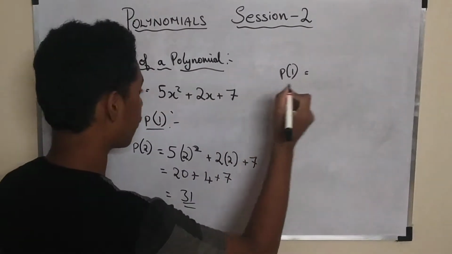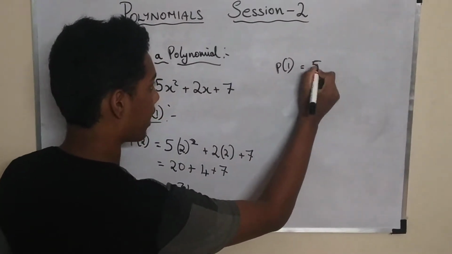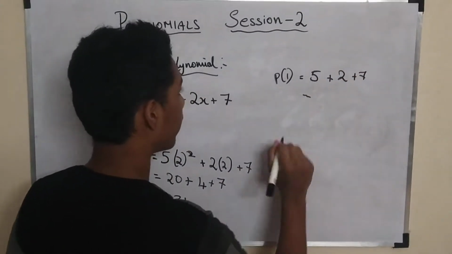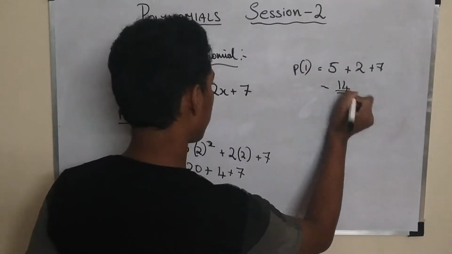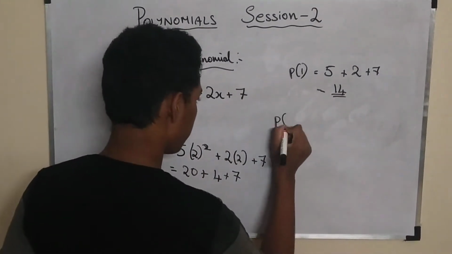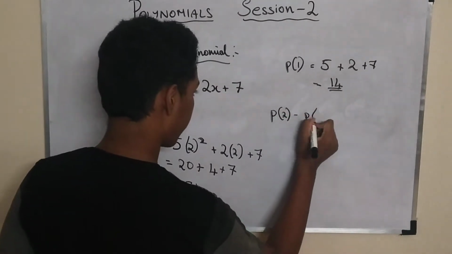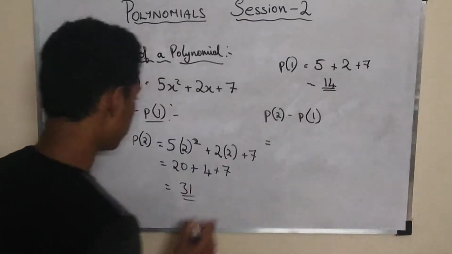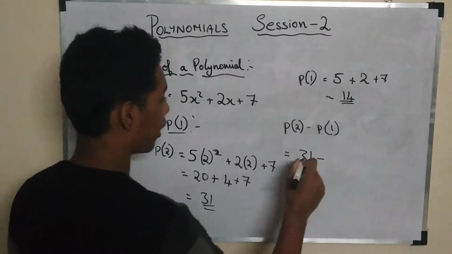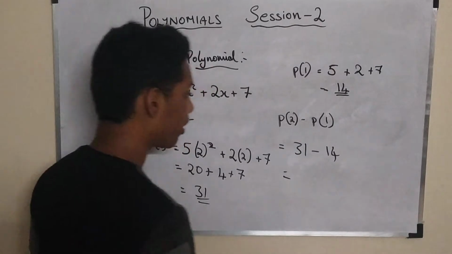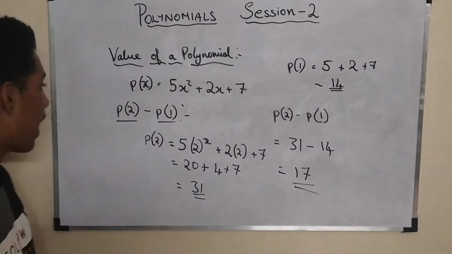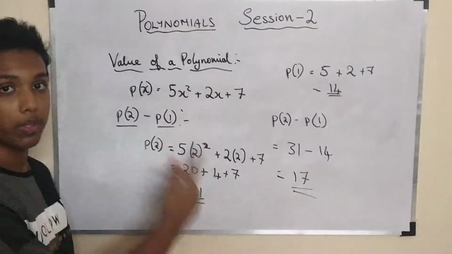So P of 1 is 5, I'm just writing it directly, 5 plus 2 plus 7, it is going to be 14. Okay, now let's subtract P of 2 minus P of 1. P of 2 we know the value of is 31, minus 14 is the value of P of 1, and 31 minus 14 gives us 17. So 17 would give you the answer of P of 2 minus P of 1, right?